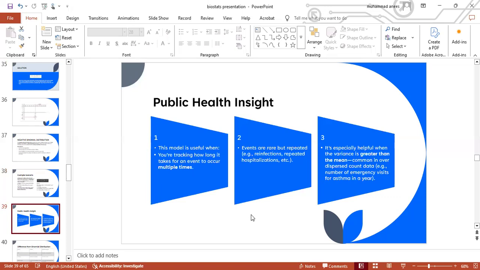This model is useful when you're tracking how long it takes for an event to occur multiple times. Number two is events that are rare but repeated, for example, reinfections, repeated hospitalizations, etc. And number three is it is especially helpful when the variance is greater than the mean, common in over-dispersed count data, for example, the number of emergency visits for asthma in a year.